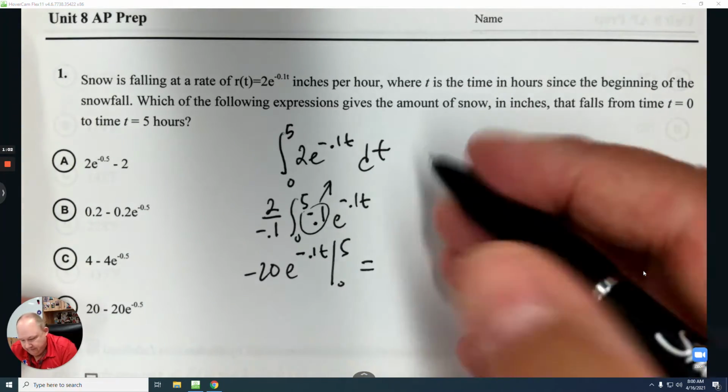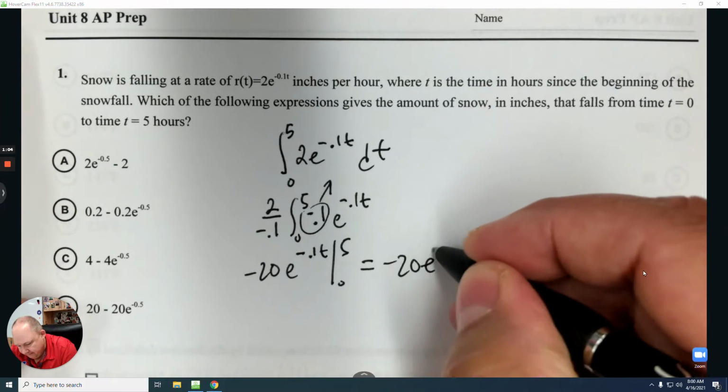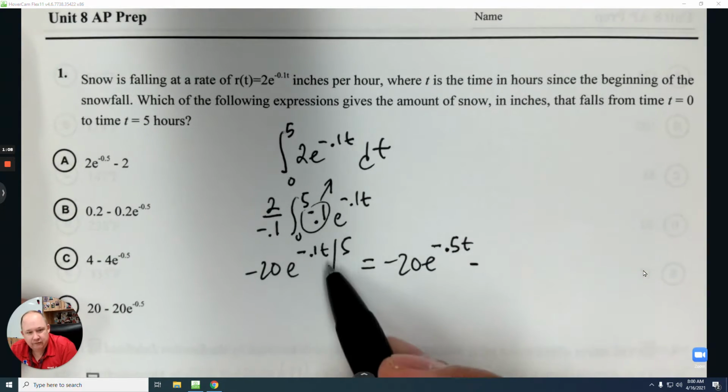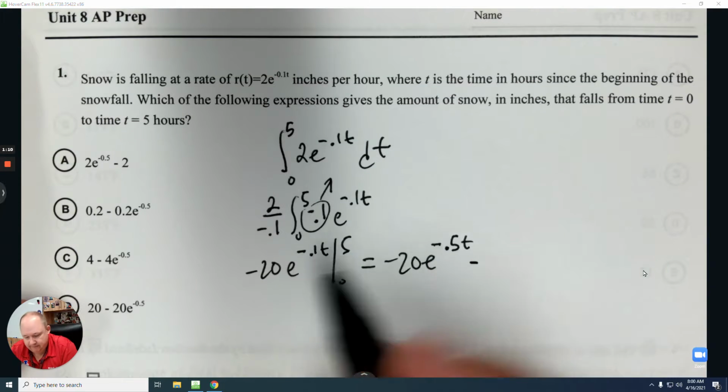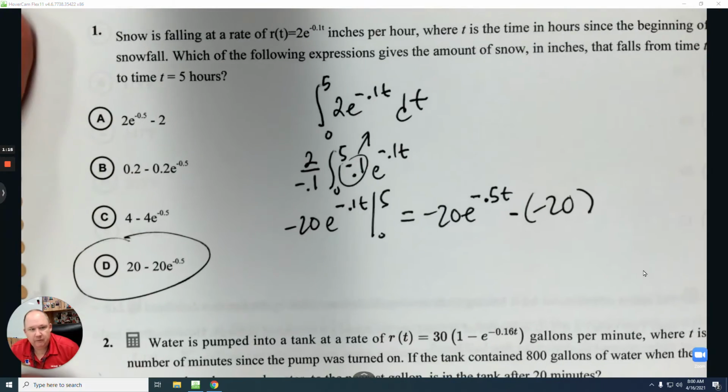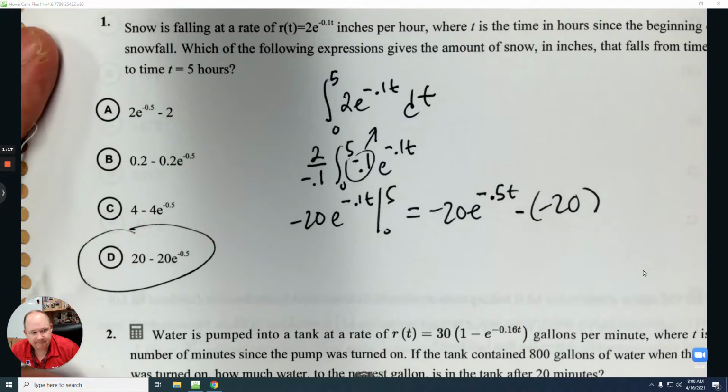Plug in 5 for t, and you get negative 20 e to the negative 0.5. Subtract, plug in 0. e to the 0 is 1, so you're subtracting negative 20. So the one that matches when you simplify it is D.